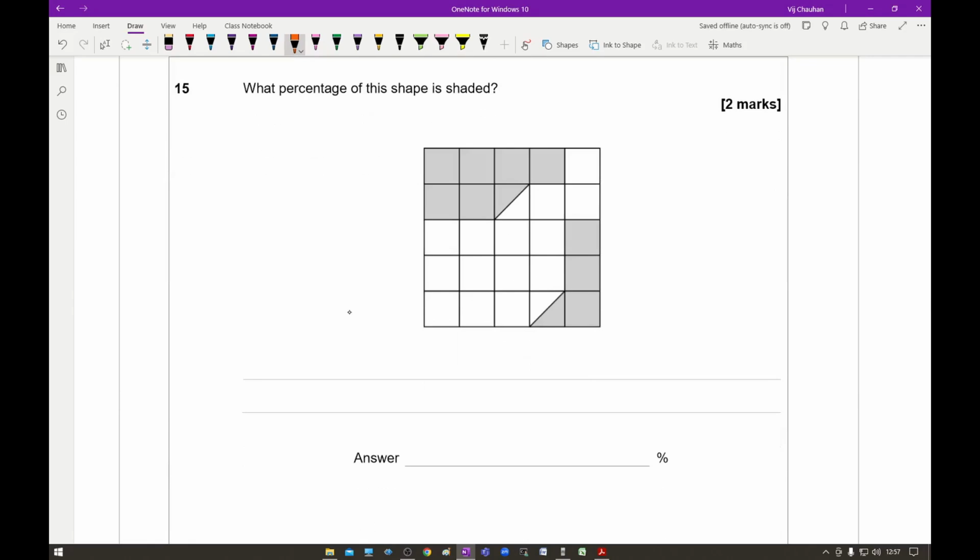Moving on to question 15, it says what percentage of this shape is shaded, and we want to give our answer as a percentage. Now for this it's just a case of counting squares, so we've got 1, 2, 3, 4, 5, 6, 7, 8, 9, and then I've got 2 halves to make that 10, and then we want the total, which is 5 times 5, which is 25. Then if I convert this fraction into a percentage, the easiest way is to get the denominator over 100. 25 times 4 gives me 100, so 10 times 4 is going to give me 40, and 40 over 100 as a percentage is 40%.